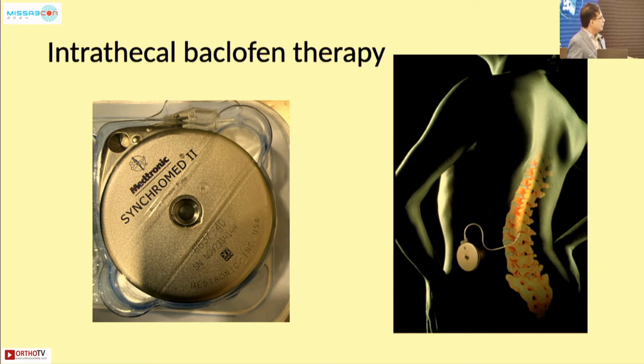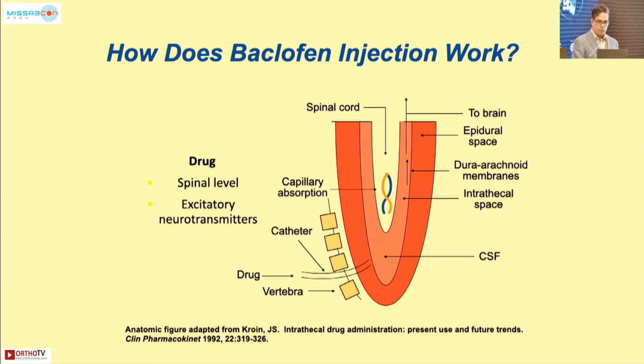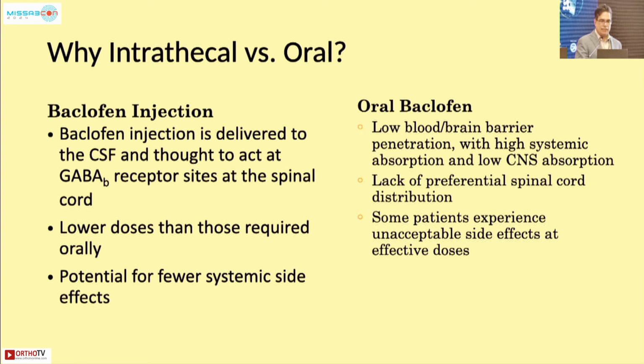There is an abdominal pocket and then a small tunnel, and the catheter is inserted into the thecal space. And the pump itself is a 40 ml pump. Typically, there's also a 20 ml pump, and it sits proud in the abdominal pocket. How does this work? The drug enters the thecal space and through capillary action gets into exactly where we need it to work. That's in the spinal cord.